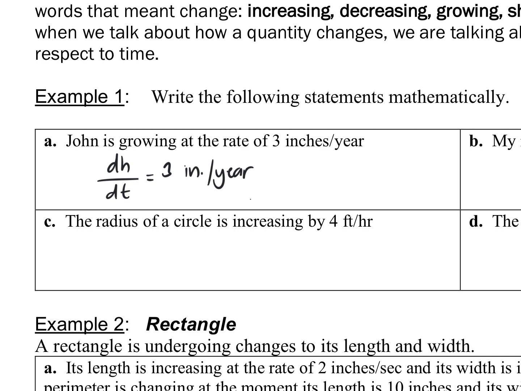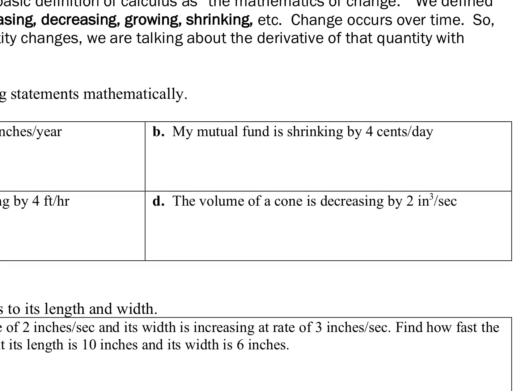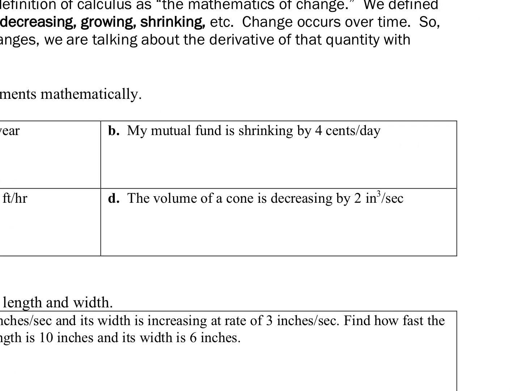I'm going to go down to letter C before I jump over to B. The radius of a circle is increasing by 4 feet per hour. What do we want to choose for radius for our unit? R. So the radius is changing with relation to time. So dr dt is equal to 4 feet per hour. Okay, both of those were increasing or growing.